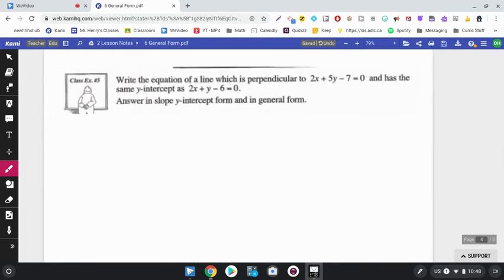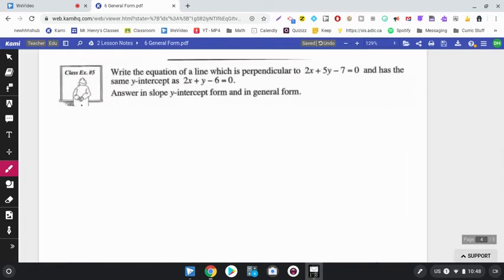Yeah, 2 more questions. Okay, write the equation of a line which is perpendicular to 2x plus 5y minus 7 equals 0 and has the same y-intercept as 2x plus y minus 6 equals 0. Answer in slope-intercept form and in general form.